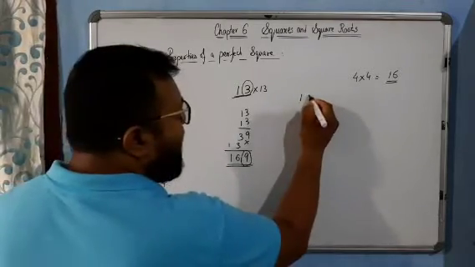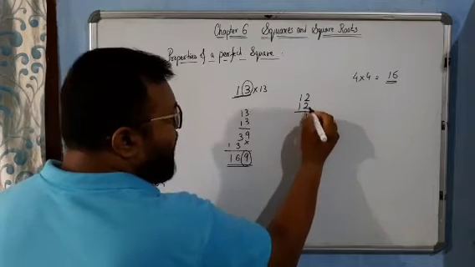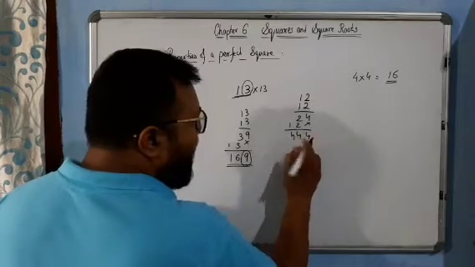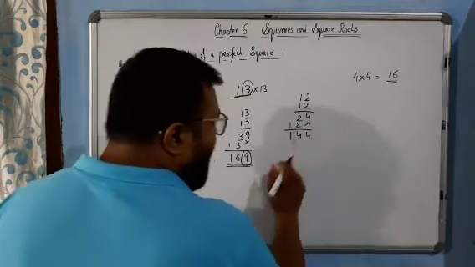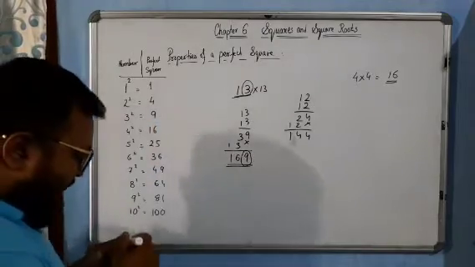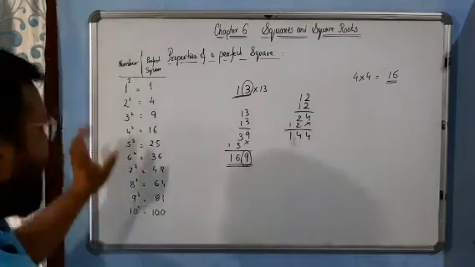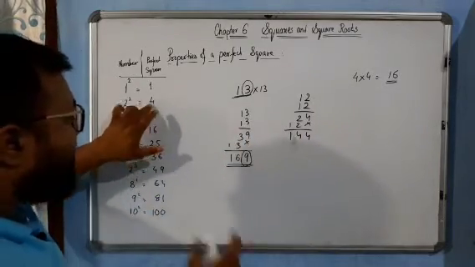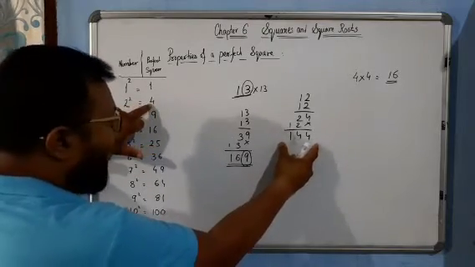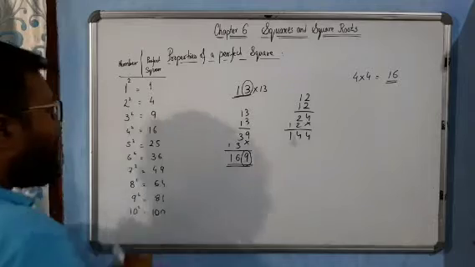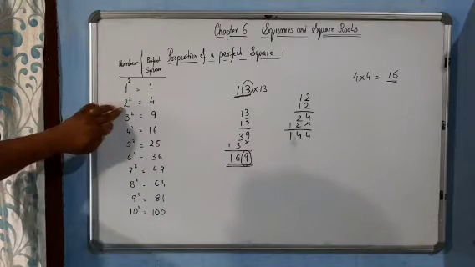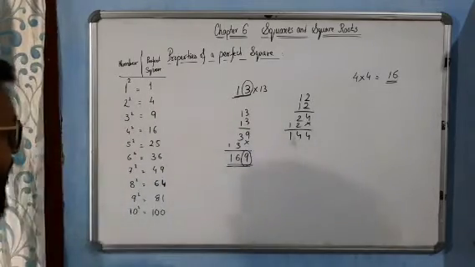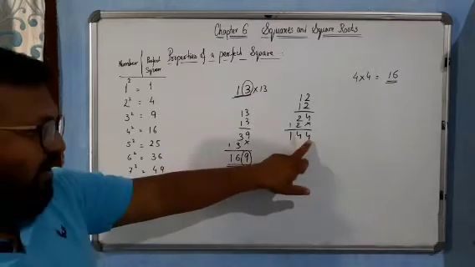So let's take 12. 12 into 12: 2 twos are 4, 2 ones are 2, again 1 two is 2, 1 one is 1. Here you will get 144. So whenever you multiply a number which has 2 in its ones place, you will get a product, a perfect square number, whose ones place will be 4. Likewise, if you square a number having 2 or 8 in its ones place, you will always get 4 in its units place or ones place.